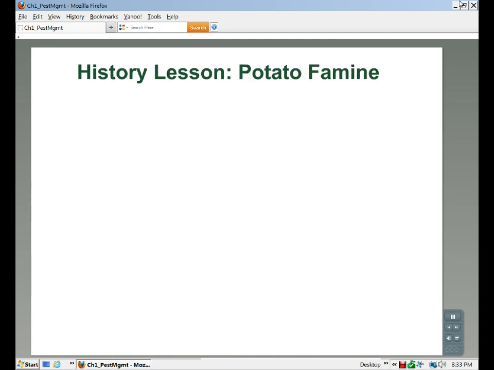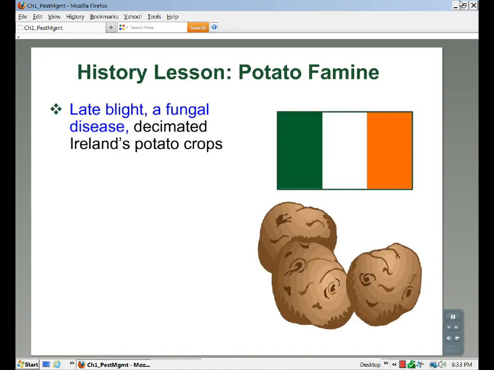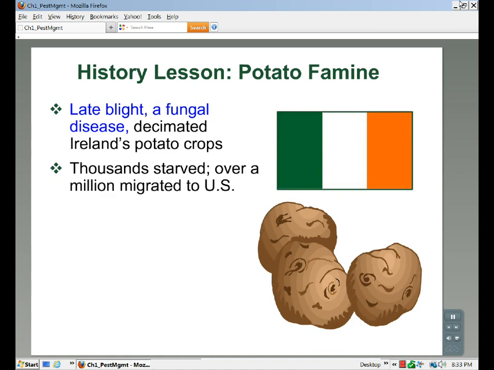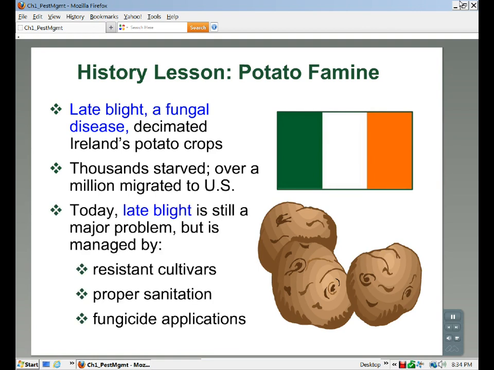Plant diseases have been important in our history too. Late blight of potato is a fungal disease that was responsible for the Great Potato Famine in Ireland during the 19th century. Thousands of Irish people starved and more than 1 million migrated to the United States. The late blight fungus continues to be a major problem of potatoes around the world, but is now managed through the use of resistant cultivars, proper sanitation practices, and fungicides.